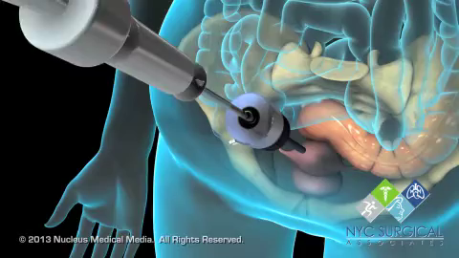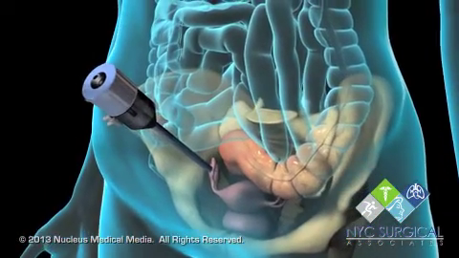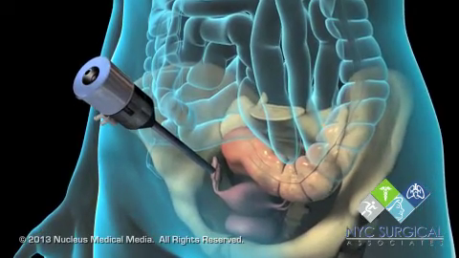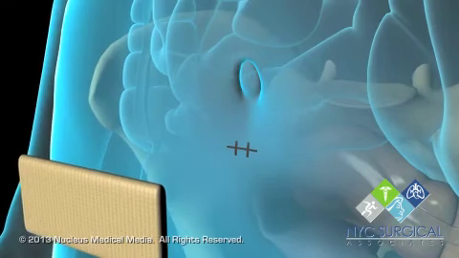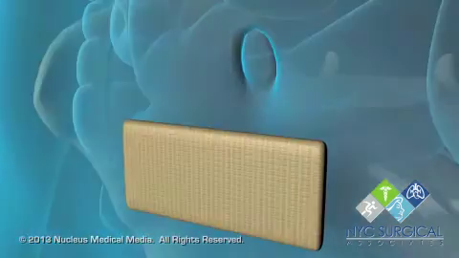When the laparoscope and other instruments are removed, a special gas valve is left in place briefly to allow all the carbon dioxide to escape from the abdomen. The keyhole incisions are closed with just a few sutures or staples and then covered with bandages.